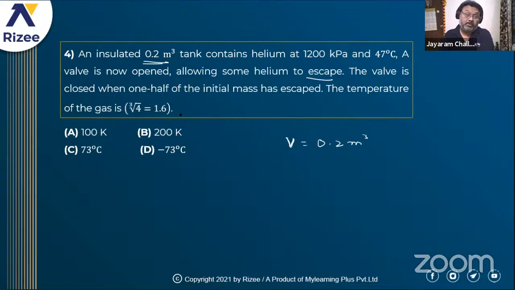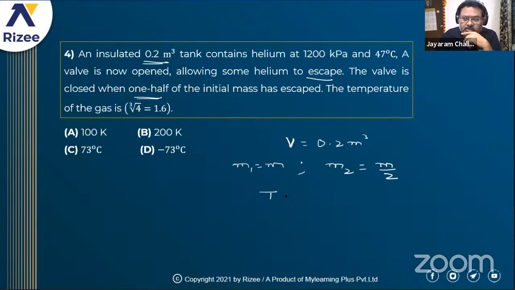The valve is closed when half of the initial mass has escaped. So how do we go about this one? The volume is given. Let me take the initial mass to be m. Now you are allowing it to go to half of the initial mass, which means the final mass is going to be m by 2. This is the first and primary information that we have got.